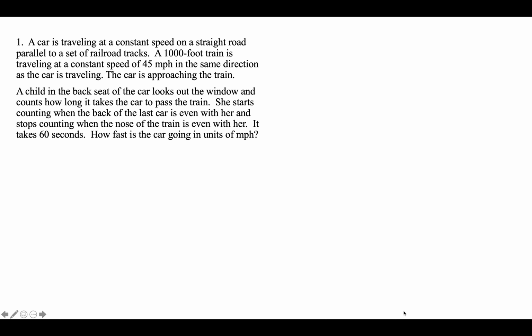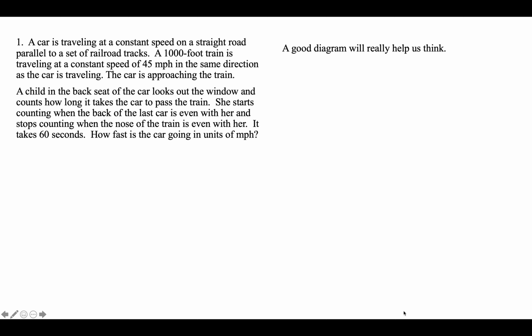The child in the back seat of the car looks out the window and counts how long it takes the car to pass the train. She starts counting when the back of the last car is even with her and stops counting when the nose of the train is even with her. This takes 60 seconds. How fast is the car going in miles per hour?